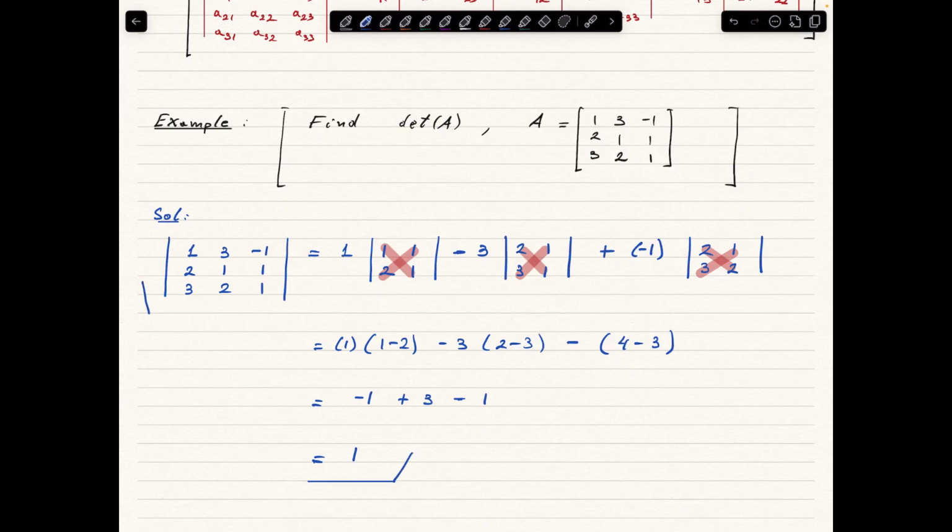So that is how you use the recursive formula to compute determinants of 3 by 3 matrices. And again, we are going to need this formula in a later video, and with that we finish our review on matrix algebra. See you guys in the next video.